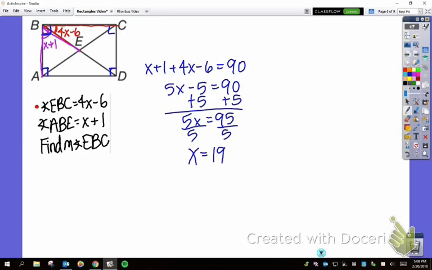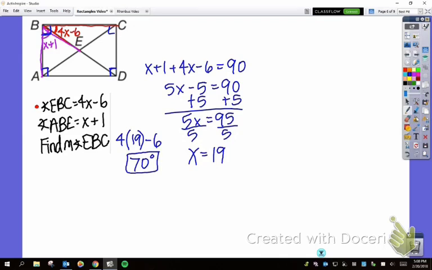Now they asked for the measure of angle EBC, so we're going to go back and plug that into EBC and say 4 times 19 minus 6, which ends up giving you 70 degrees for the measure of angle EBC.